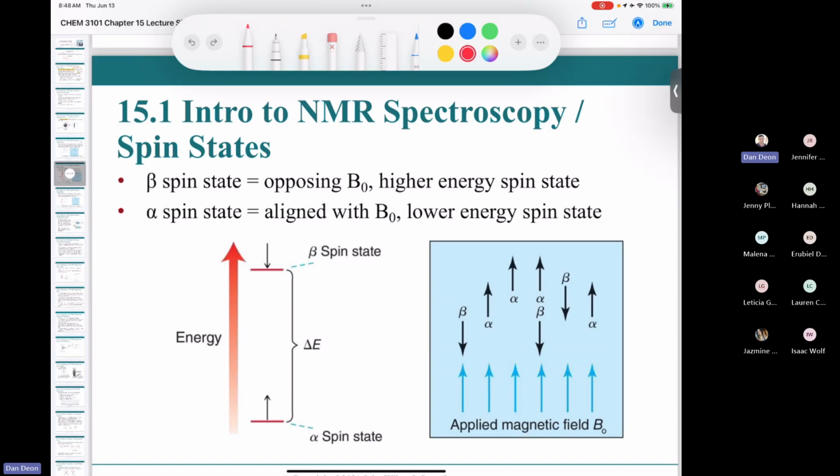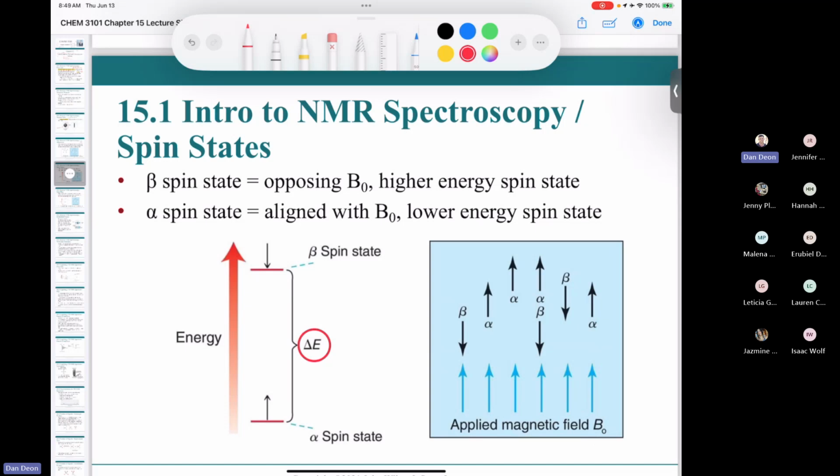Okay. So again, if you're wondering, where do these lines come from? These are the magnetic moments, right? From the nucleus, which is spinning around. You apply an external magnetic field. They kind of stand to attention. Some of them align with the magnetic field. Some of them align against it. But the consequence is that the beta spin state is higher in energy and the alpha spin state is lower in energy. And there's a very specific energy gap between the alpha spin state and the beta spin state. Is everybody with me so far? Give me a thumbs up if you're with me so far.